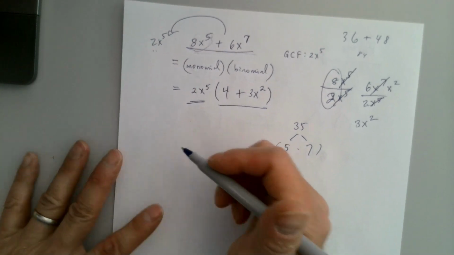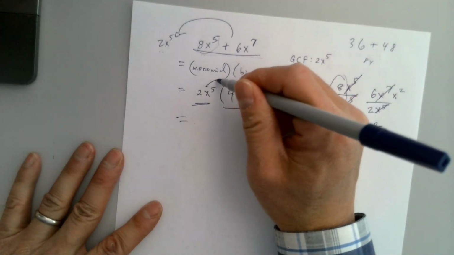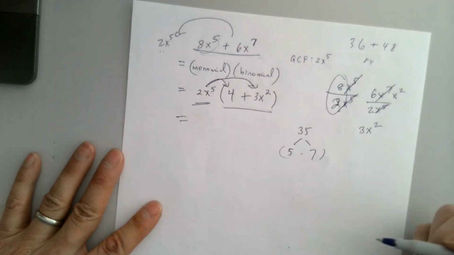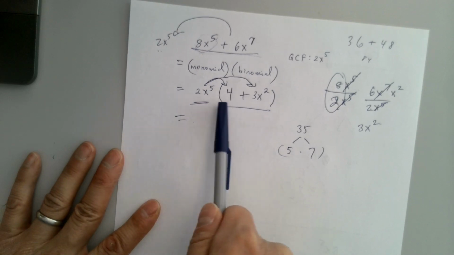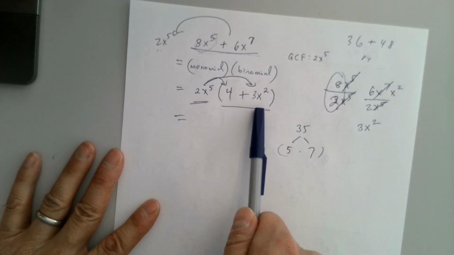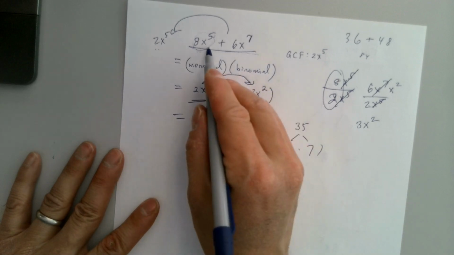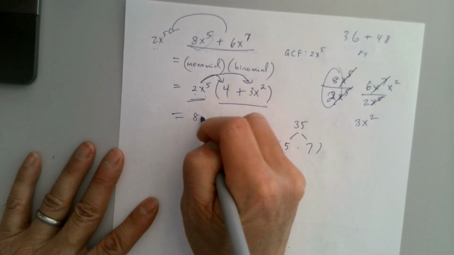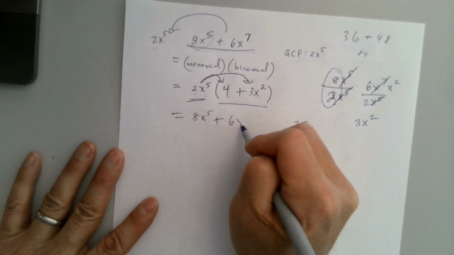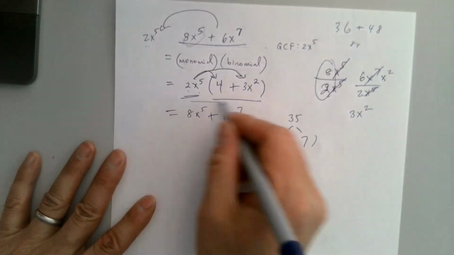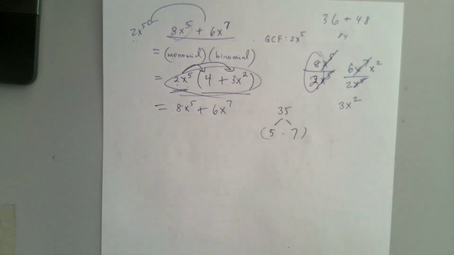And to double check, you could just multiply that 2x to the 5th back in. If that truly is the right GCF, and if this is truly the correct leftovers, then you should get what you started with. 2x to the 5th times 4, 8x to the 5th, and 2x to the 5th times 3x squared, 6x to the 7th. I got what I started with. So this is the correct factorization.